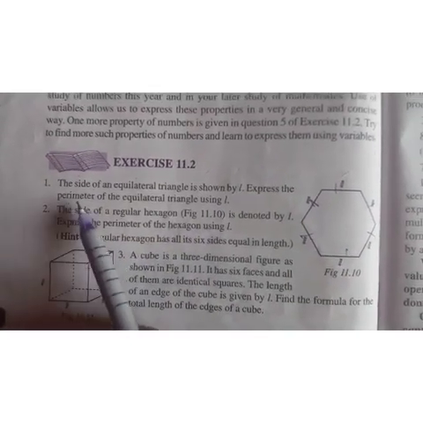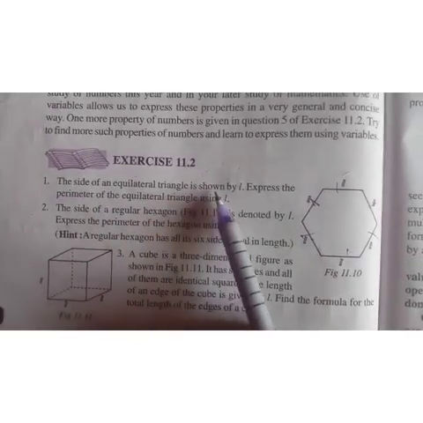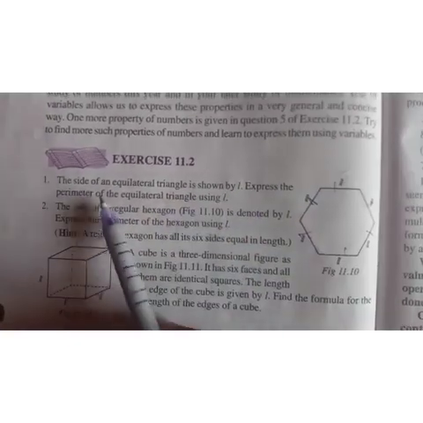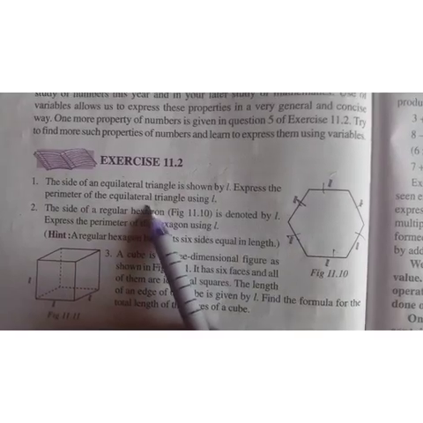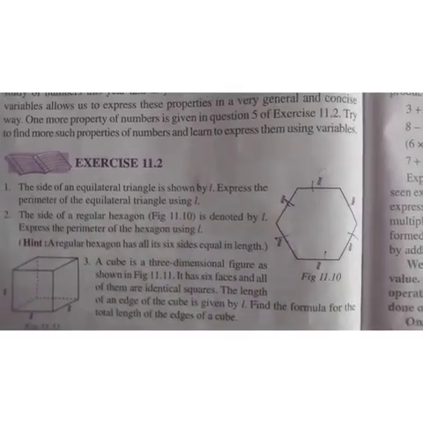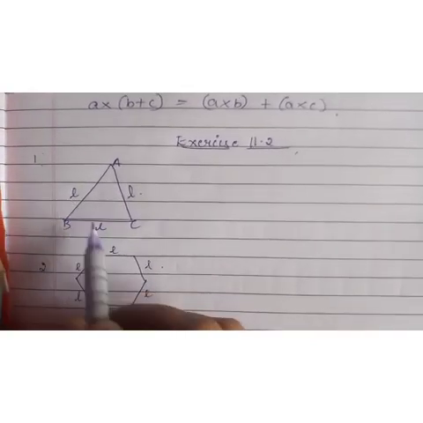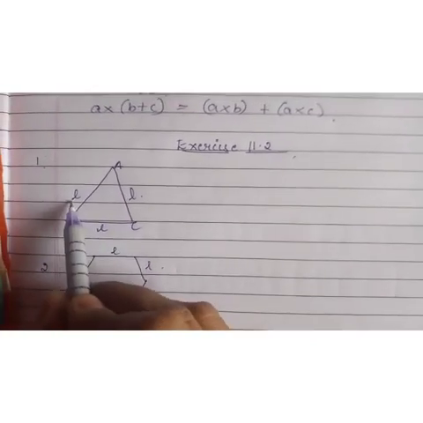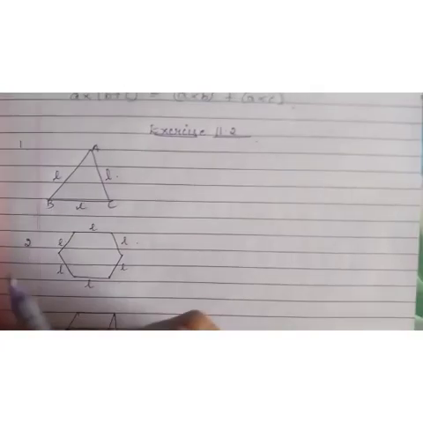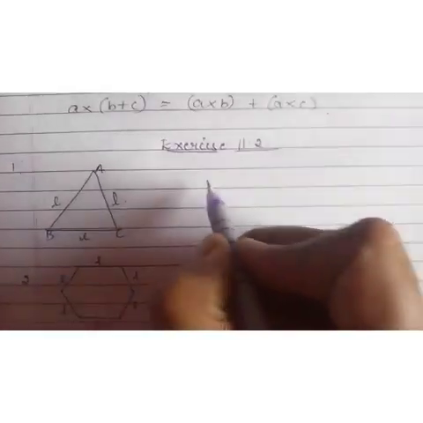Question number 1. The side of an equilateral triangle is shown by L. Express the perimeter of the equilateral triangle using L. I have drawn an equilateral triangle where all the sides are same, that is L, L and L. Now we have to find the perimeter.